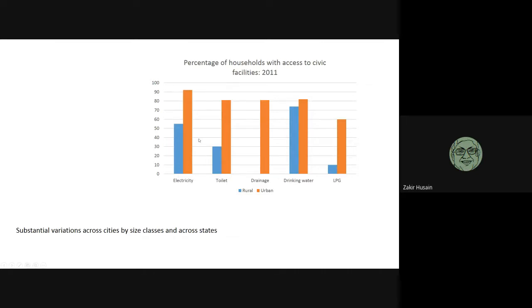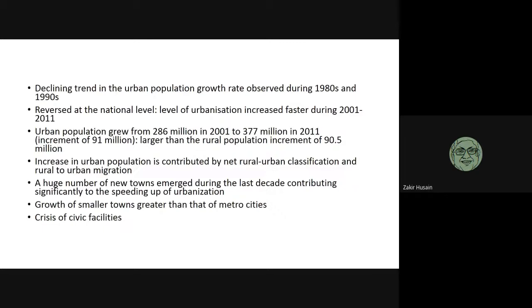Another concerning fact which does not come out from the picture is the inequality, variations. There's variation across states, there's variation across cities of different size classes. The metro cities are better off, the small towns are worse off. Okay. So to sum up, there's a declining trend in the urban.